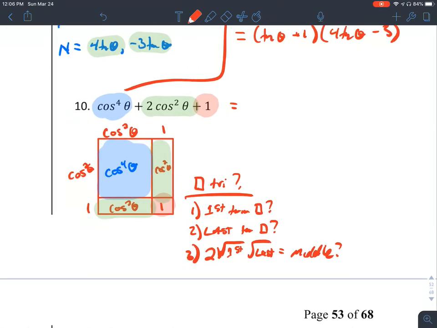So how does it factor? Take the square root of the first term, put it in the beginning. Square root of the last term, put it in the end. Sign of the middle term goes in between, and this is squared.